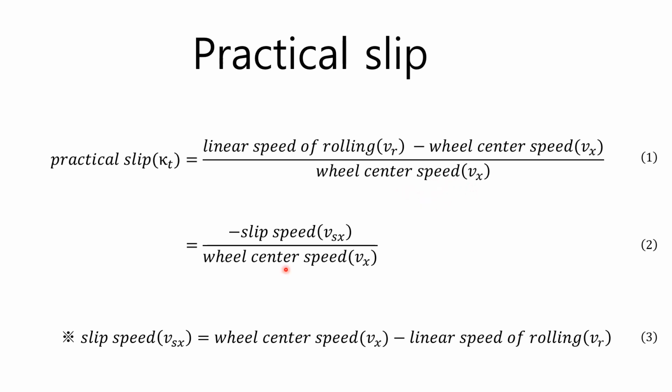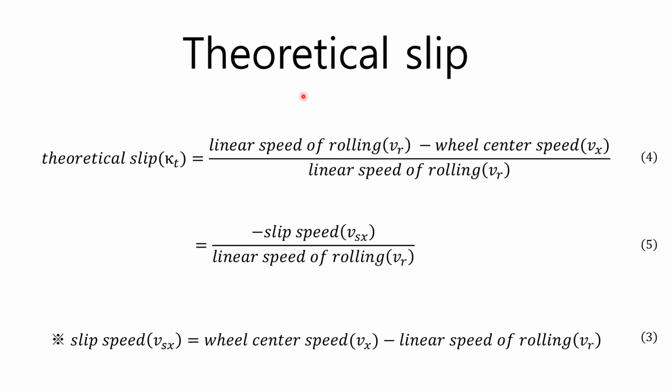Furthermore, the value obtained by subtracting the linear speed of rolling Vr from the wheel center speed Vx is the slip speed Vsx, and the practical slip can be expressed as equation 2 using slip speed Vsx. A theoretical slip is defined as shown in equation 4, based on the linear speed of rolling Vr. Alternatively, it can be expressed as in equation 5 using the slip speed Vsx. During braking, the slip speed is positive, and therefore the theoretical slip is negative. During traction, the slip speed is negative, therefore the theoretical slip is positive.